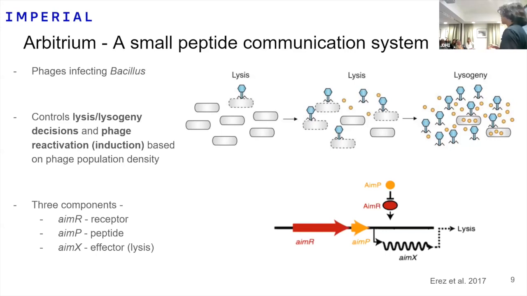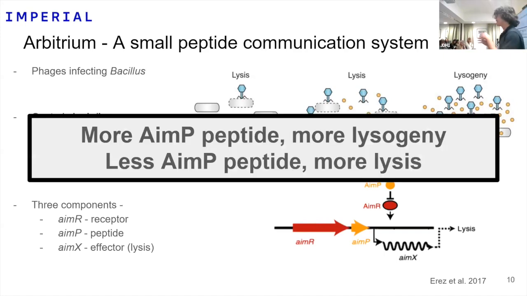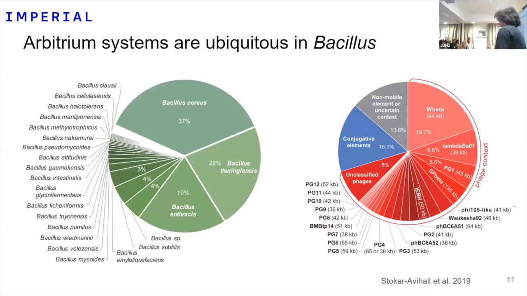Besides the signaling peptide, there are also two other key players in the arbitrium system. There's AIM-R, which is the peptide receptor, as well as AIM-X, an effector gene that guides lysis, the lytic cycle. Key message though: more AMP peptide, more lysogeny. Less peptide, more lysis. And why do we care about arbitrium?